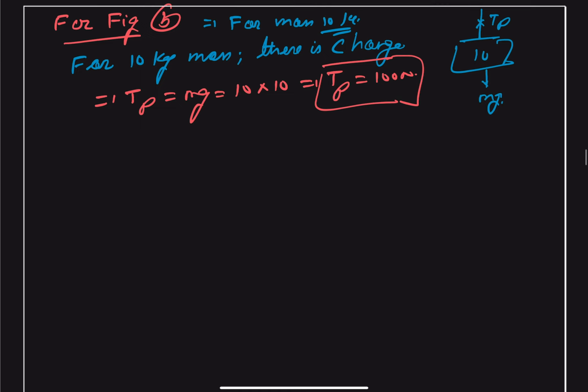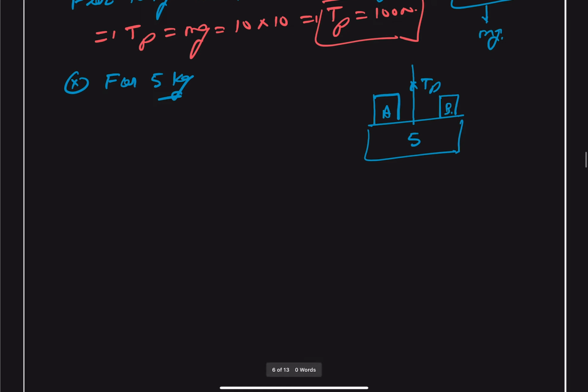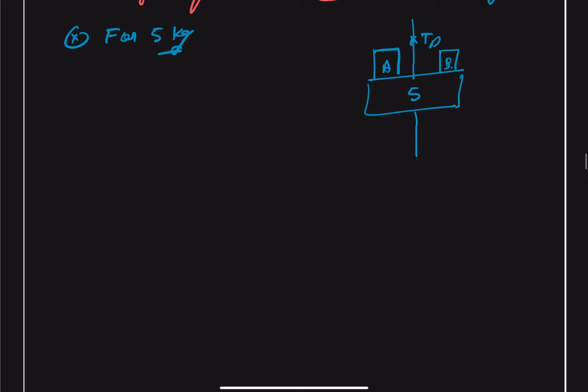Now for 5 kg, there is slight addition of two weights. So we have this tension Tp, two weights each of 1 kg, A and B, are added to it. So this is our weight 5 kg, and here there is a Q string which we assume that its tension is our TQ.